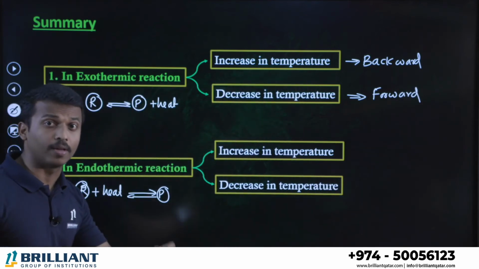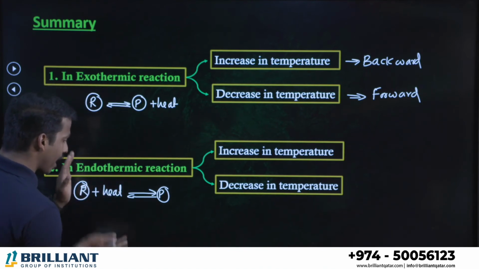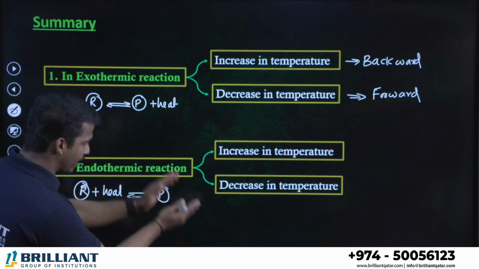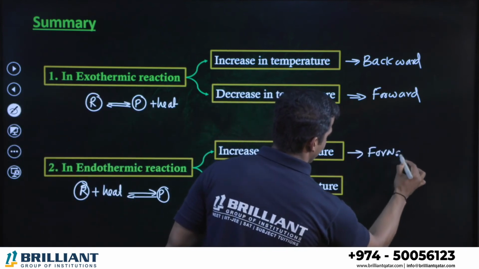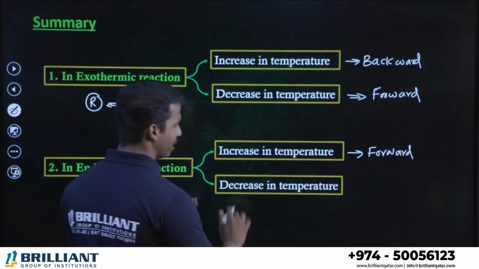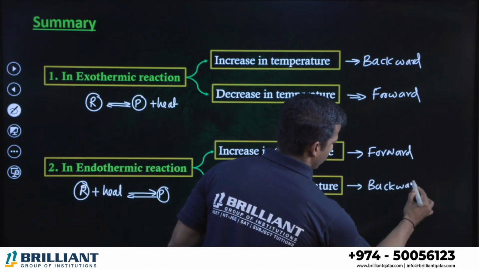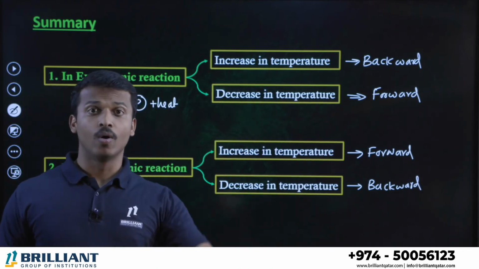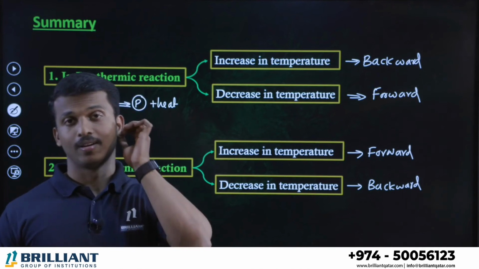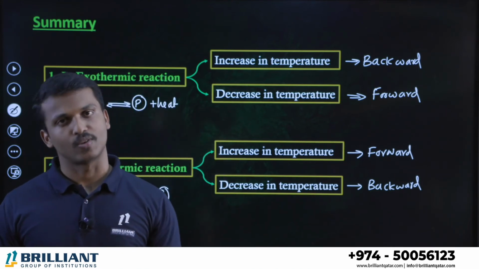Finally, in an endothermic reaction, heat is already greater on the reactant side. Again, when you increase the temperature, the reaction shifts forward. What about a decrease in temperature? Backward. Okay, clear all? Please don't memorize, dear student. Try to understand the concept. Hope you are clear how the equilibrium changes with the effect of temperature and concentration.